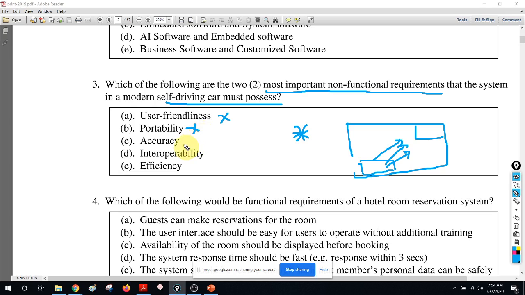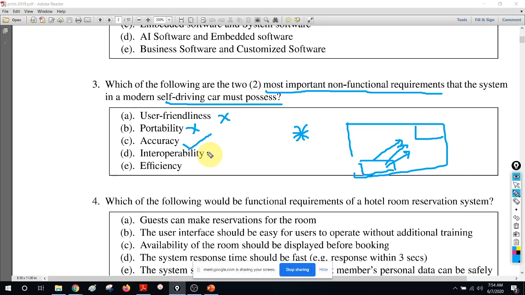For me, accuracy is really important, right? Because I don't know whether we can take it as a functionality or non-functionality, but that is the most important thing. Otherwise there are going to be a lot of accidents and a lot of issues, right? So I like that answer, but I doubt whether it's really a non-functional requirement, but if you want, you can take it. Okay, interoperability, so operating with other systems, right?